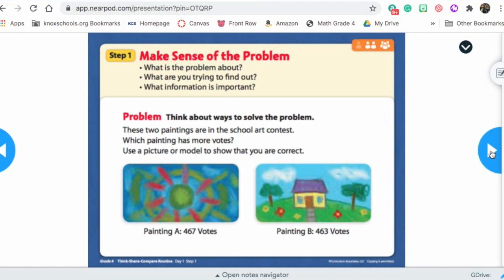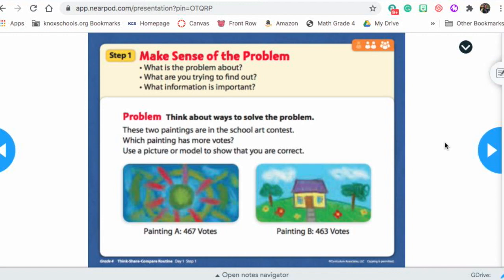Well, let's see. These two paintings are in the school art contest. Which painting has more votes? Use a picture or model to show that you are correct. Painting A, 467 votes. Painting B, 463 votes. Well, let's see, what am I trying to find out? I'm trying to find out which painting has more votes.